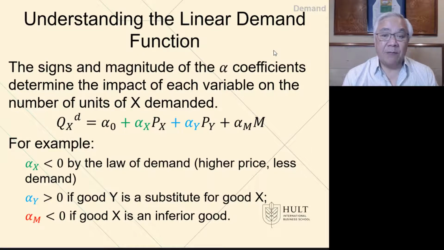On the next one, which is the alpha for income, if this is a positive sign, that means that as income goes up, we buy more. That is a normal good. If it's a negative sign, that means if the income goes up, that's going to reduce the quantity. That means it's an inferior good.